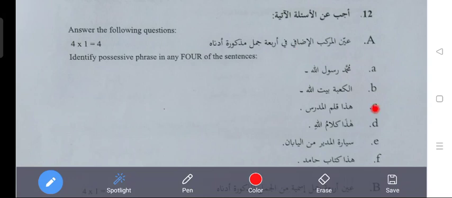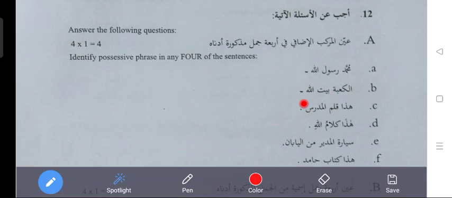See. Hada Qalamul Mudarris. This is the pen of the teacher. I did not give the translations of the earlier sentences. Listen once. Muhammadun Rasulullahi: Muhammad is the messenger of Allah. Al-Kaabatu Baitullahi: the Kaaba is the house of Allah. See, Hada Qalamul Mudarris: this is the pen of the teacher.